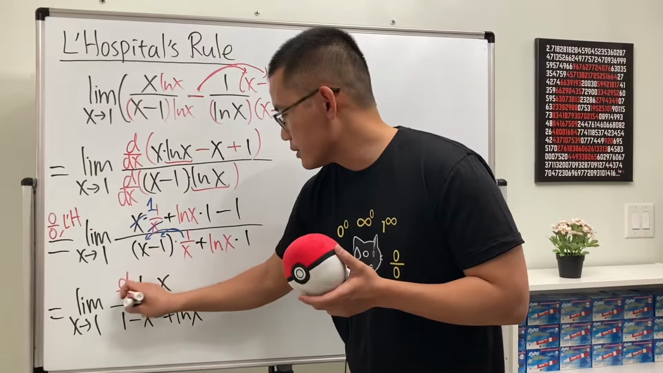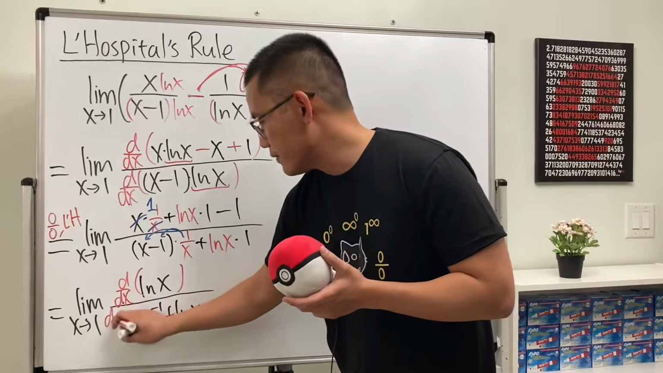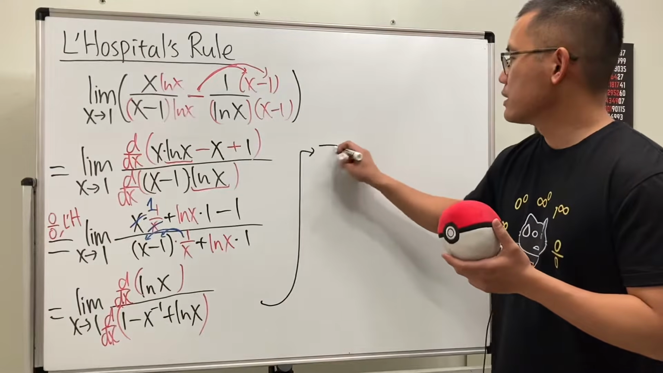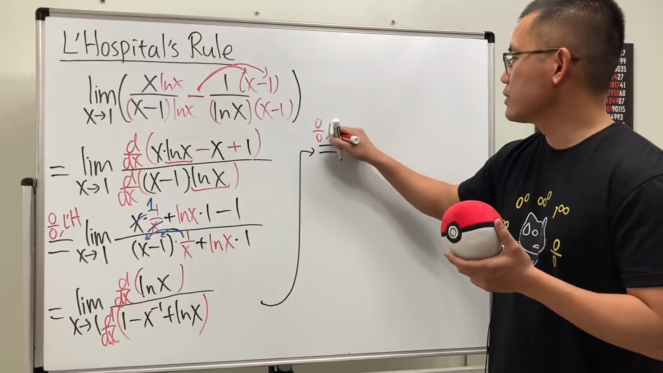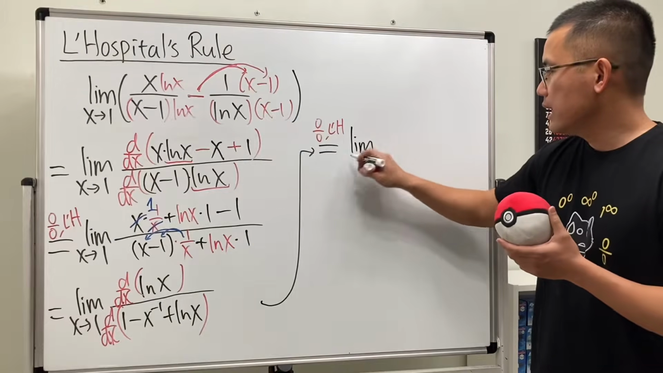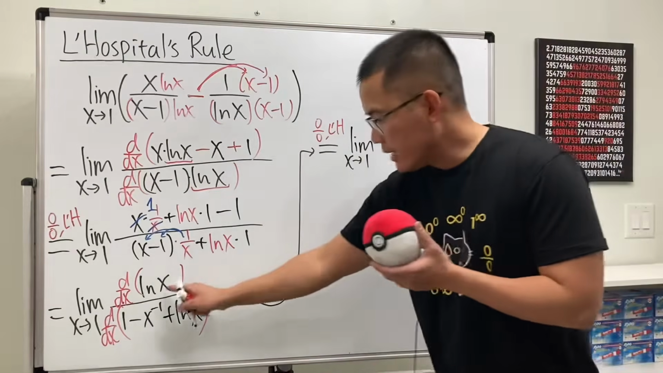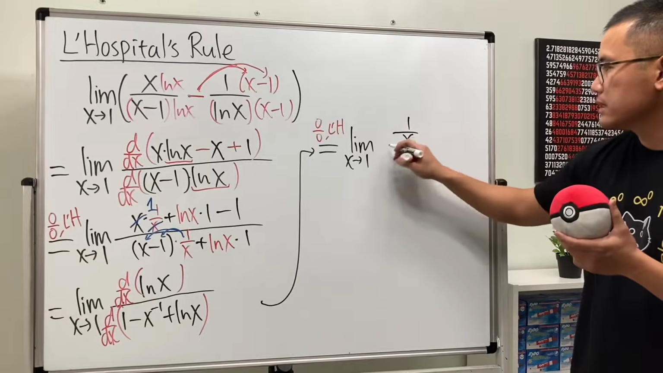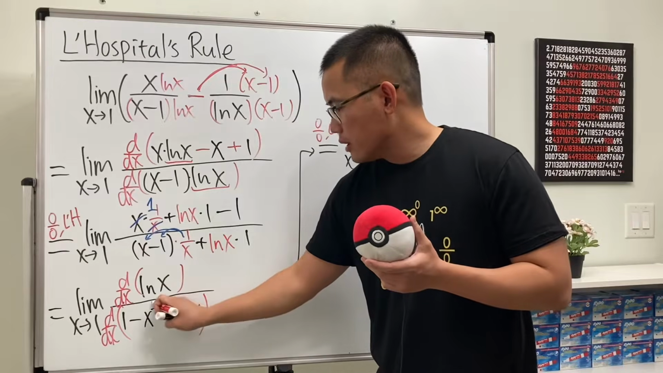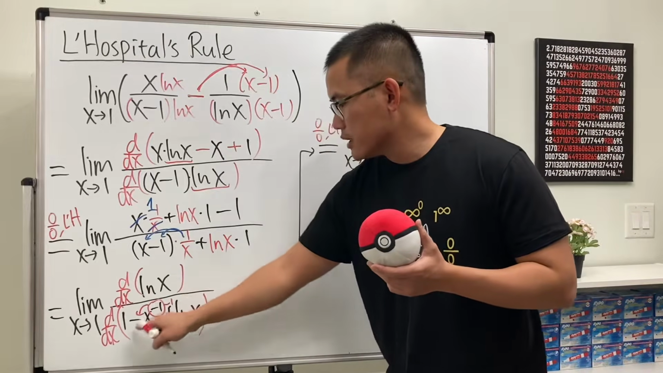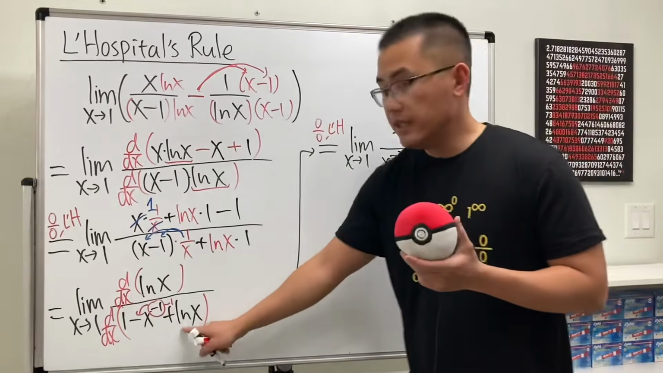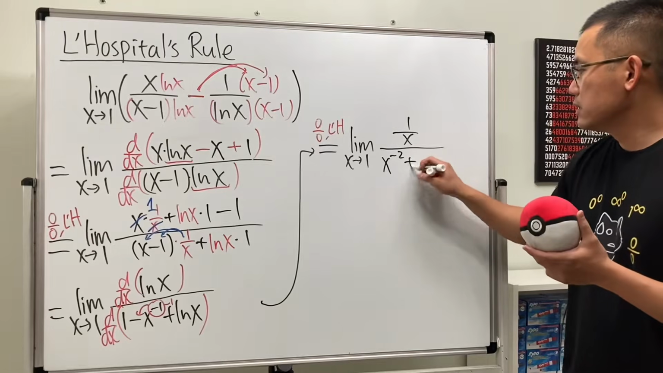So let's go ahead and just differentiate the top and then differentiate the bottom. And again, this right here works because we have the 0 over 0 case. That's why we can use L'Hopital's rule. So with that said, we have the limit as x approaching 1. On the top gives us 1 over x. On the bottom, this is going to be 0, and this right here, put the power to the front and then minus 1, so we get positive, and then we have x to the negative 2. And then this right here is just 1 over x.